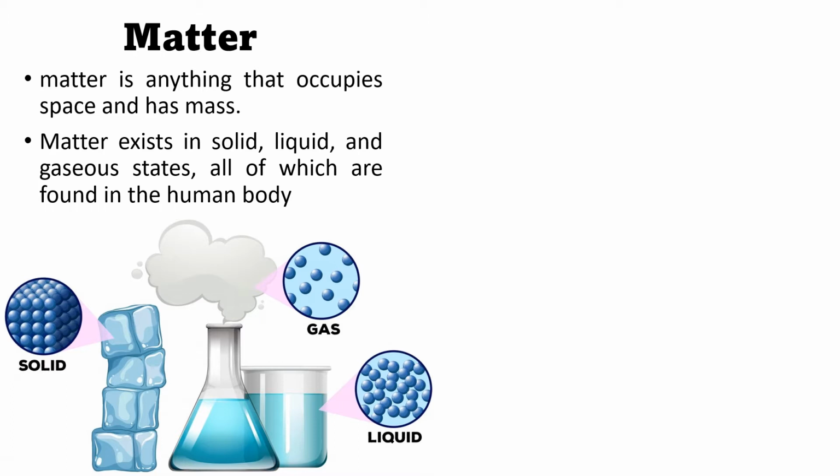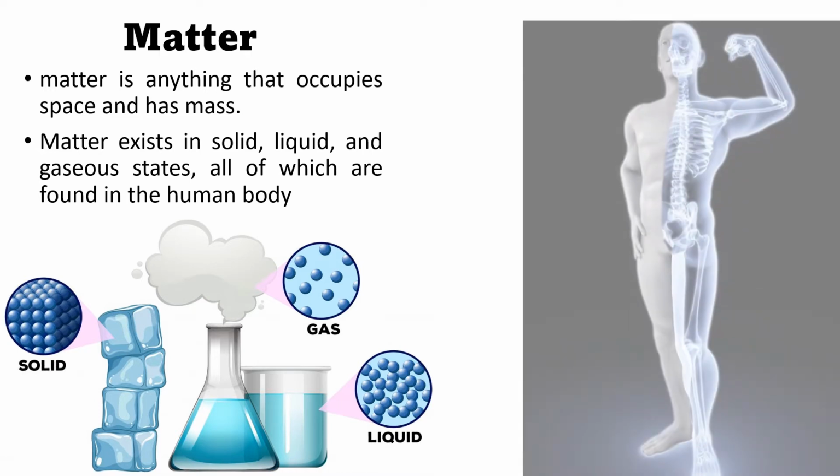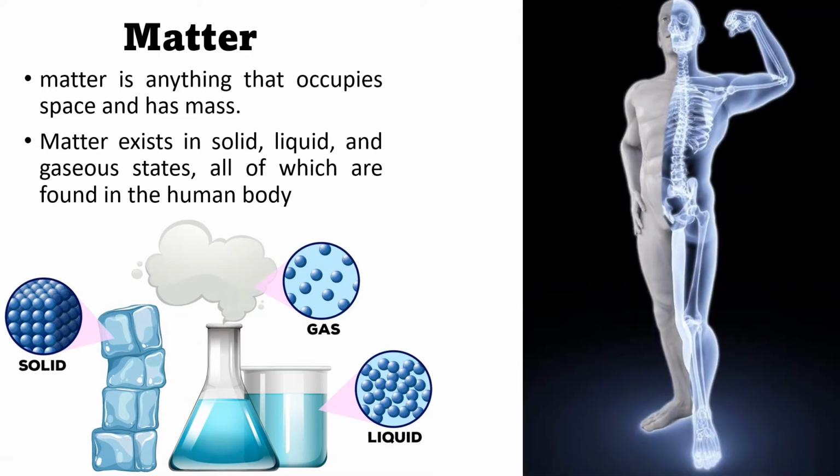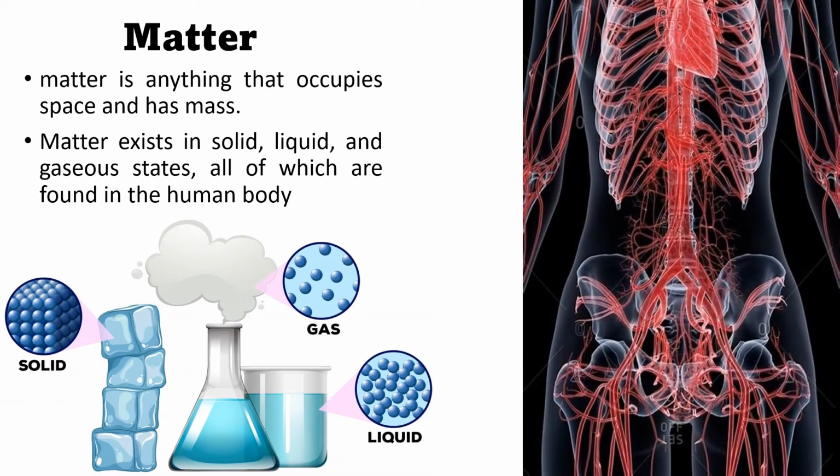So, as we said, matter exists in solid, liquid, and gaseous states in the human body. Examples of solids are bones and teeth in the body, which have definite shape and volume. Next one is liquid. Liquids have definite volume but they conform to the shape of their container. Some examples of body liquids are blood plasma, blood, and interstitial fluid that bathes all the body cells.